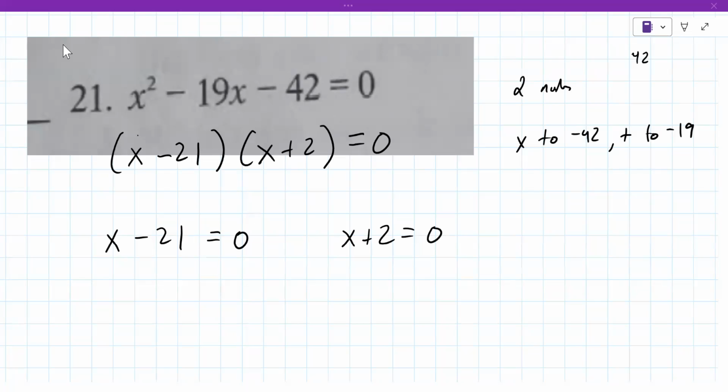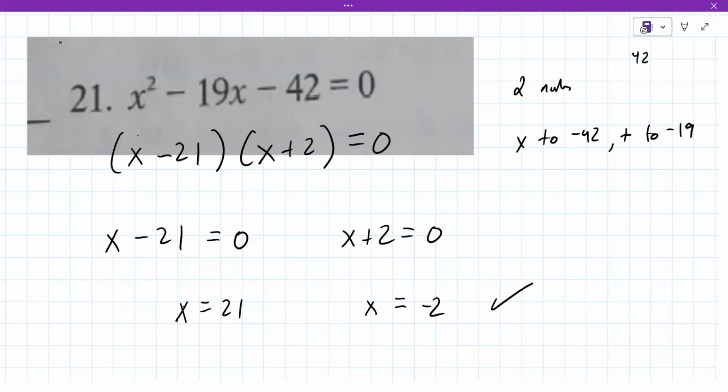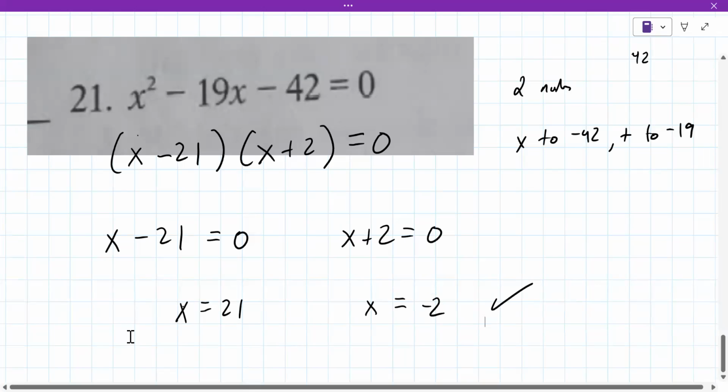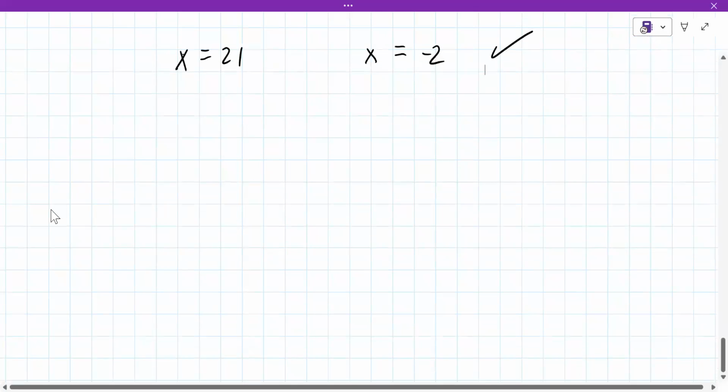Okay, let's see. So x equals 21, then x equals -2. Good. All right, take a deep breath. We got a couple more problems here. Doing great. I appreciate the effort.